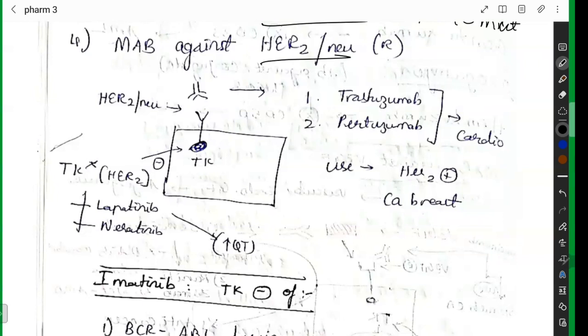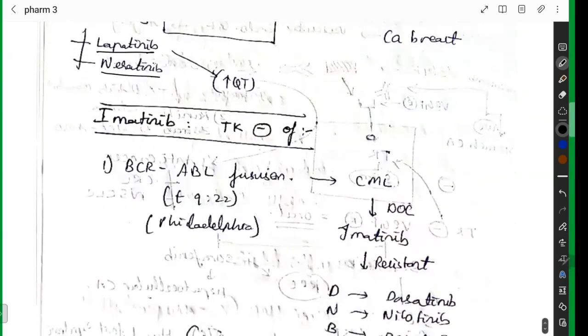And what are the drugs that are going to inhibit your tyrosine kinase because of this HER2/neu? They are going to be lapatinib and neratinib. Lapatinib and neratinib, both are going to cause increase in the QT interval. Next, we are going to talk about the imatinib. Imatinib, they are just a tyrosine kinase receptor of BCR-ABL.